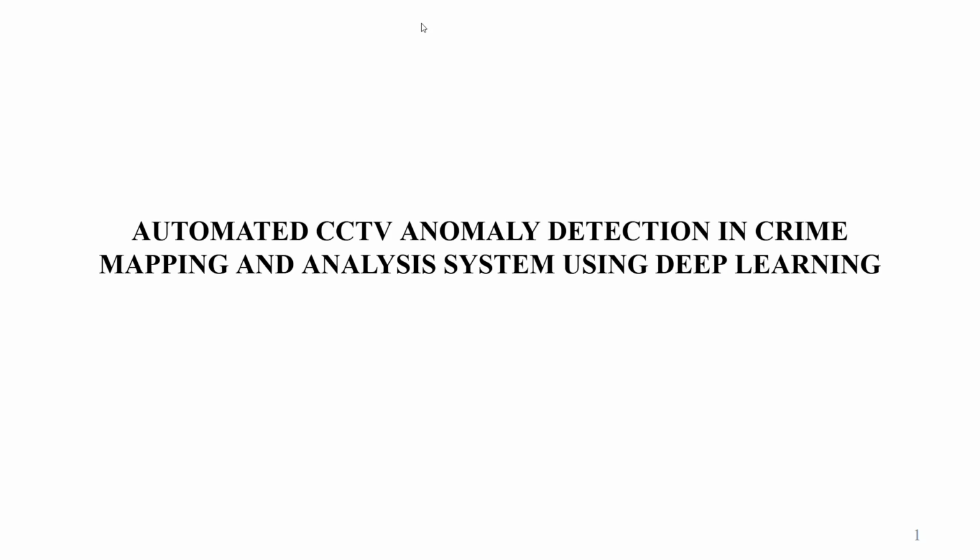Myself K. Lakshman, with my team members Mukeshwaran and Vishnu Prakash. I'm going to present my final year project, Automated CCTV Anomaly Detection in Crime Mapping and Analyzing System using Deep Learning, under the guidance of my supervisor Mr. Murugan G, Assistant Professor of CSPS.